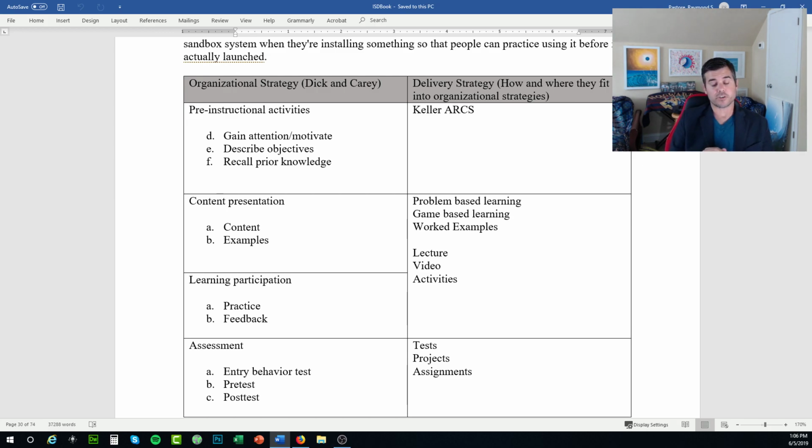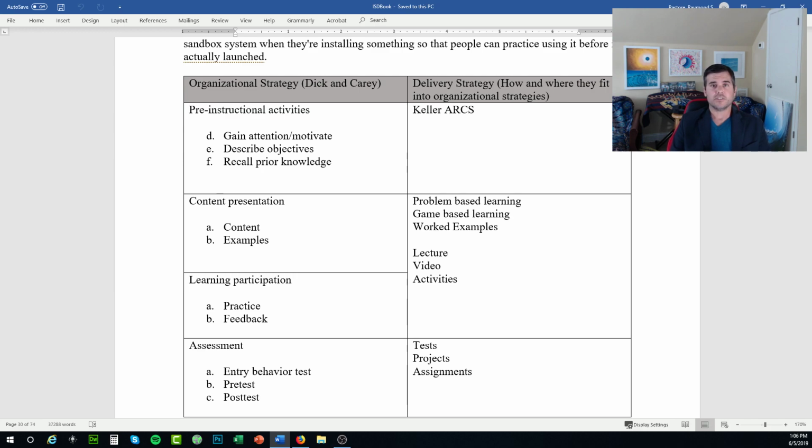For those of you who are instructional designers that have had a few courses and are watching this, an example organizational strategy is Gagne's 9 events. So Gagne's 9 events is an organizational strategy. It helps us organize a course. All right, so that's an organizational strategy.